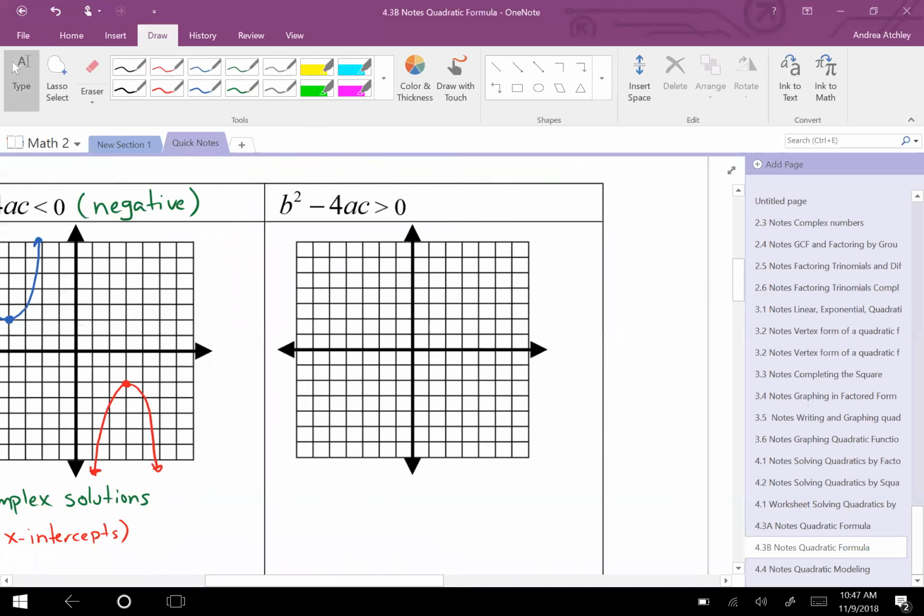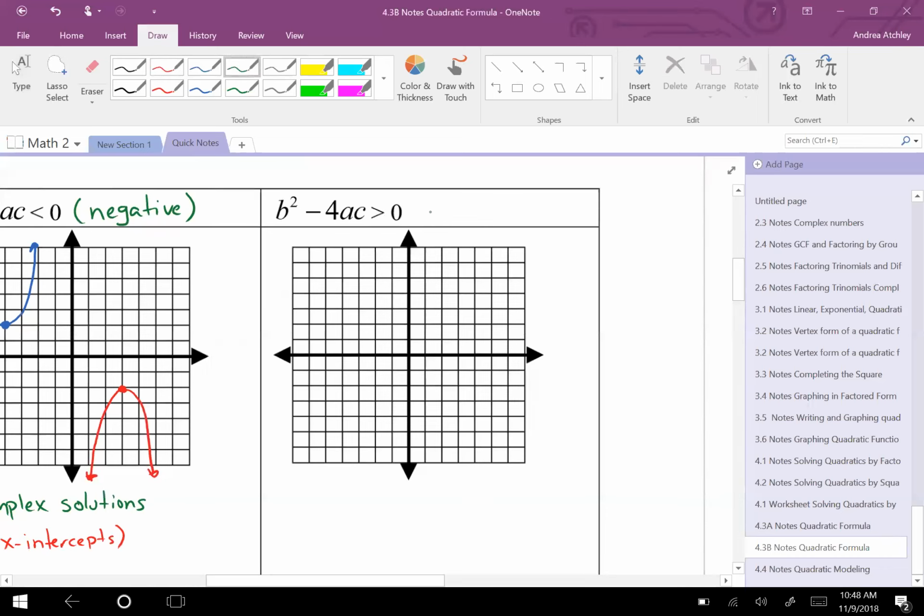Okay, next one. If b squared minus 4ac is greater than 0. What numbers are greater than 0? Positive numbers. So if inside the radical I have a positive number, how many solutions am I going to get? 2. I'm going to get 2 real roots, solutions, x-intercepts.